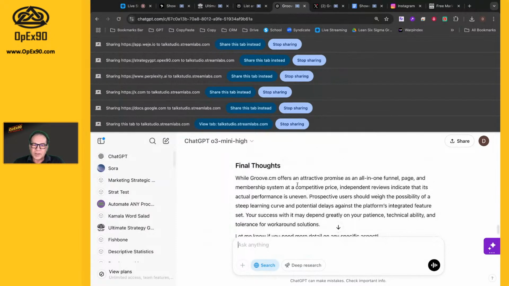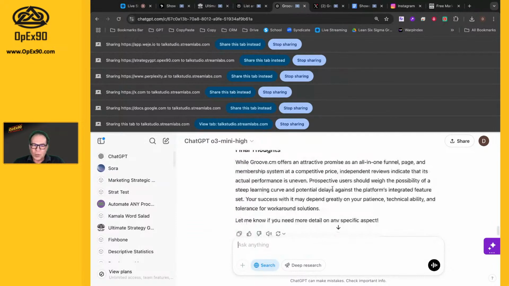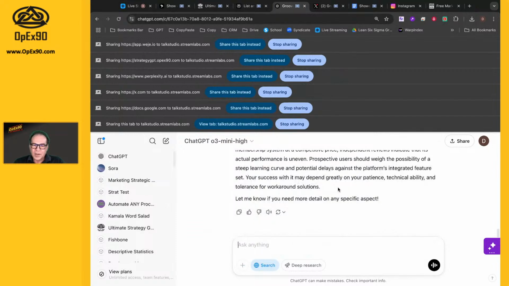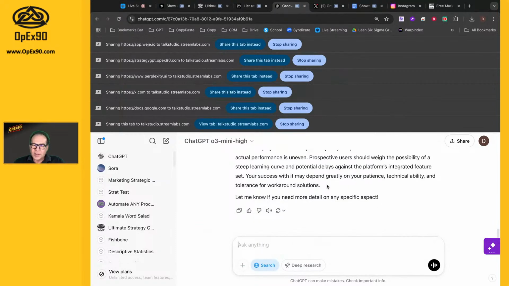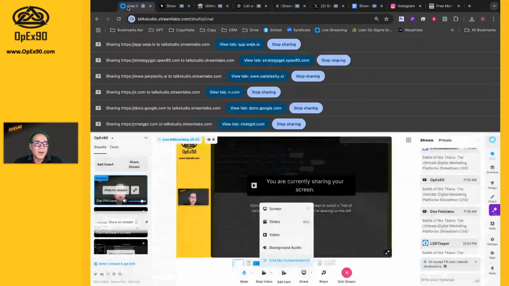Final thoughts: Groove.cm offers an attractive promise as an all-in-one funnel, page and membership system at a competitive price. In independent reviews, the actual performance is uneven. Prospective users should weigh the possibility of a steep learning curve and potential delays in the platform's features. Your success with it may depend greatly on your patience and your technical capability. All right, interesting. Let's go back into Grok.